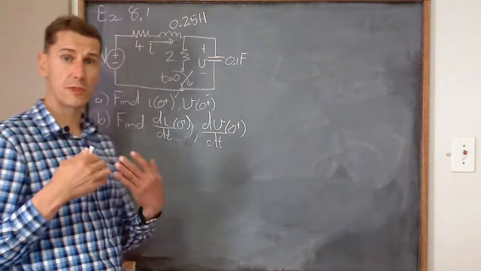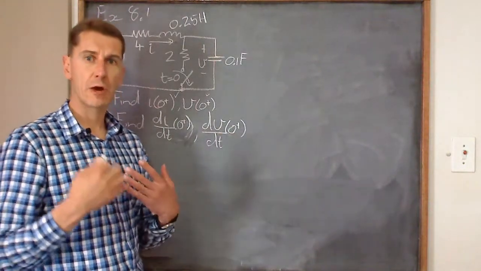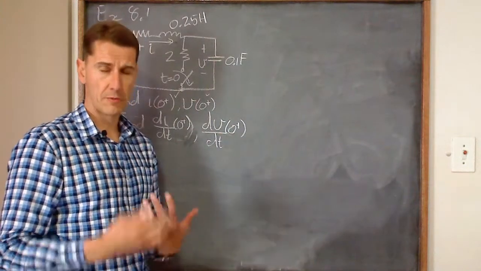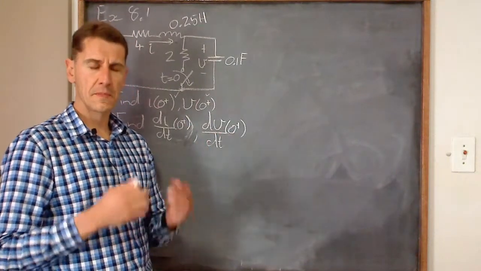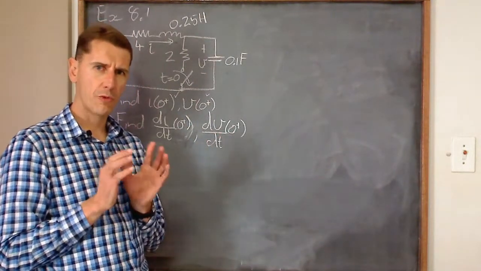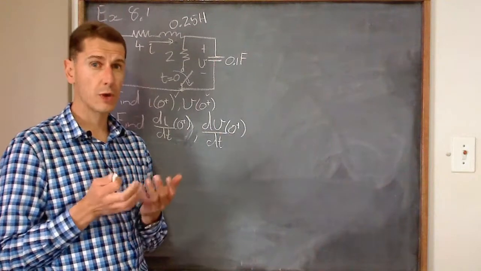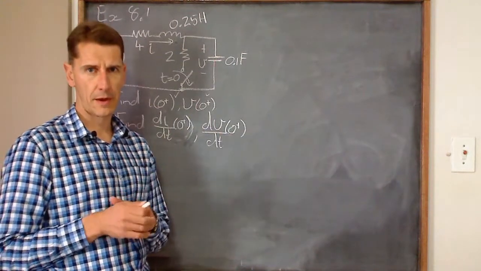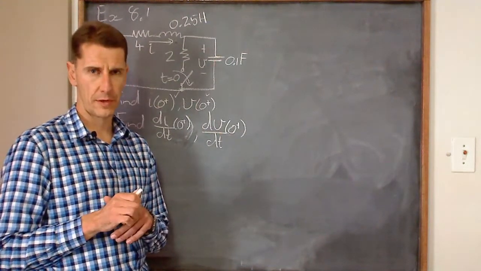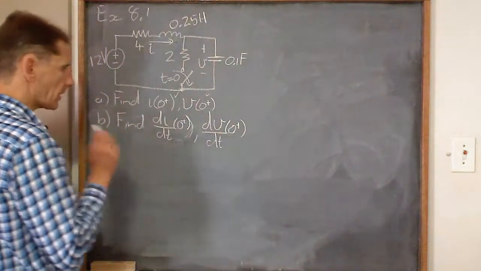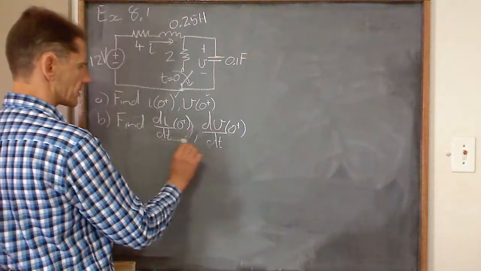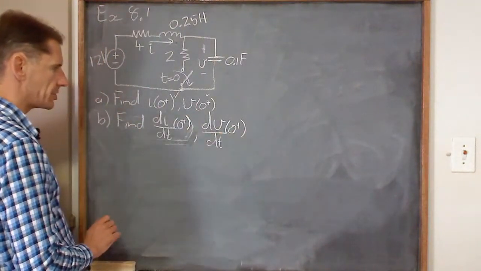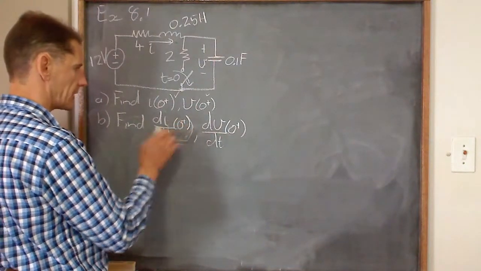Because remember, when the switch switches, we're going into a transient period before we reach our new steady state. So we just want to figure out how fast it is changing. And why do we want this? That will become apparent when we get to chapter 8.3. Okay, so let's focus on the dI/dt first. How do I get the dI/dt?